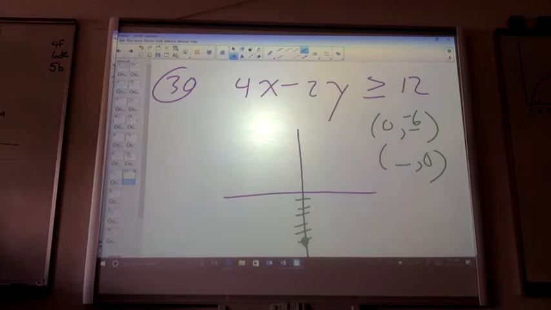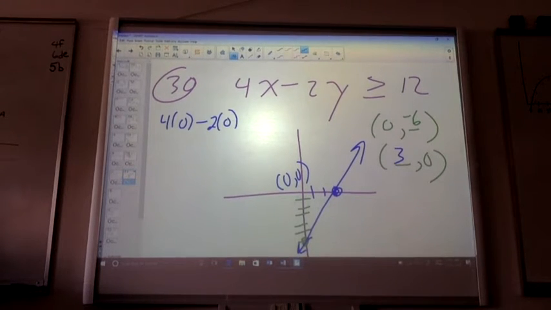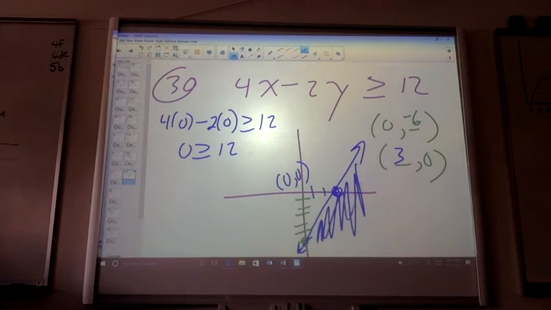This is a y value, so I'm going to cover this up. So 4 times x equals 12. So 4 times what number gives me 12? Solid or dotted? Solid. Solid. 0, 0 works as a test point. All right, so I get 4 times 0 minus 2 times 0 is greater than or equal to 12. 0 is greater than or equal to 12. True or false? False. That's false, so I'm going to shade the side that the 0, 0 is not on.